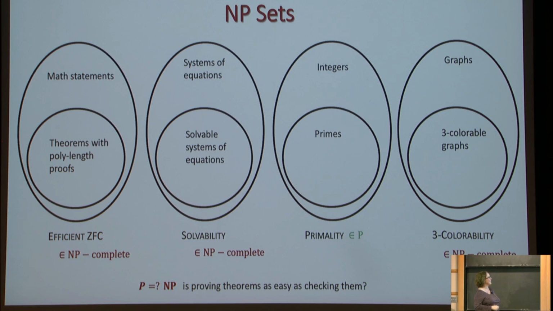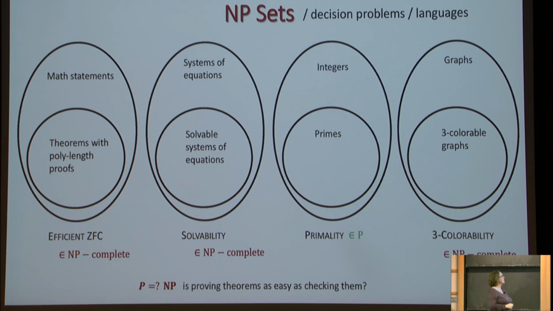But okay, so just to say, what is the P versus NP question here? It's just, is it true that deciding whether a theorem is correct is as easy as checking that the theorem is correct when you're given a proof? Of course, it is not.